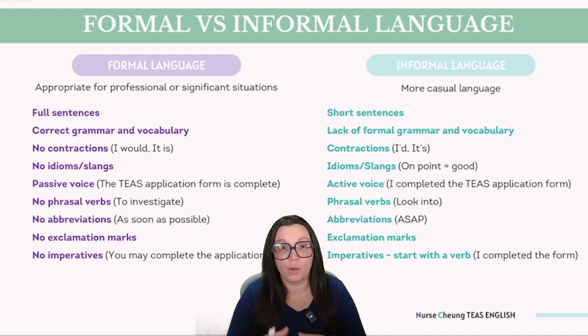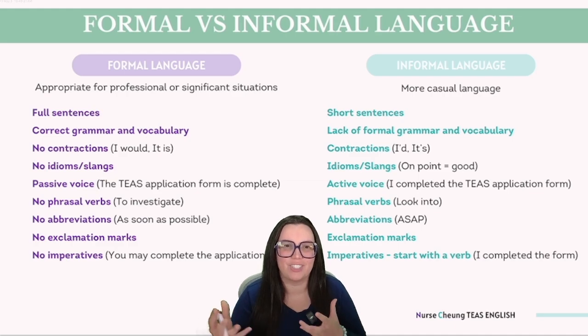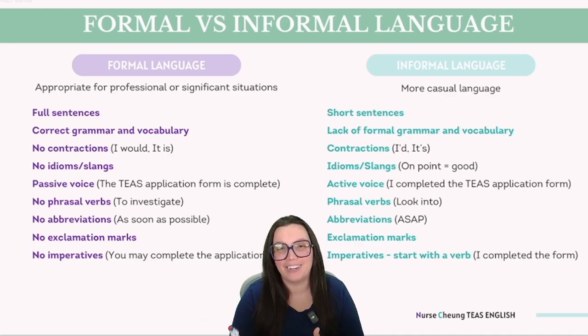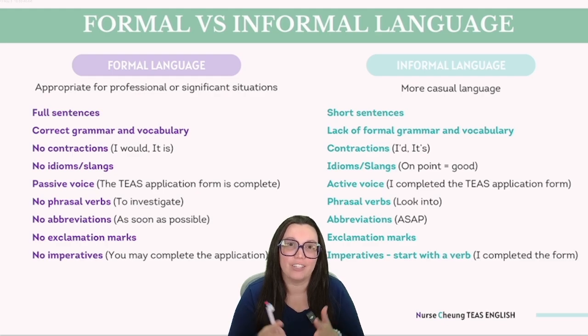Abbreviations, which are shortened forms of words, are not used in formal language, but are acceptable in informal contexts. Similarly, exclamation marks, which add emphasis or express strong emotion, are typically reserved for informal language and are generally avoided in formal writing. Lastly, we have imperative sentences, which are sentences that start with a verb and usually give a command or instruction, and are often found in informal language. In contrast, formal language usually employs more structured and polite forms of requests in order to convey instructions.